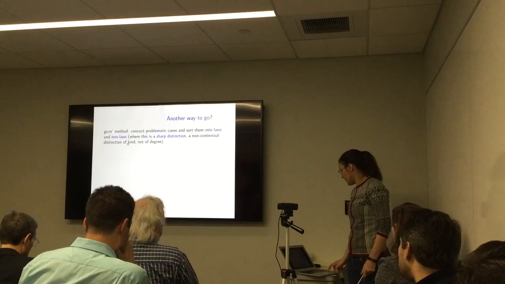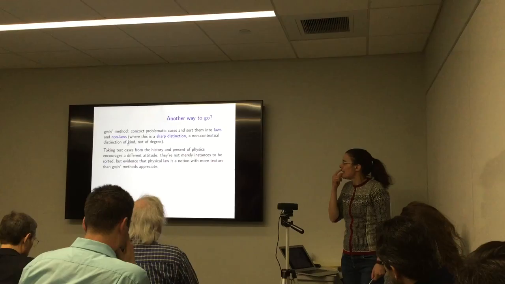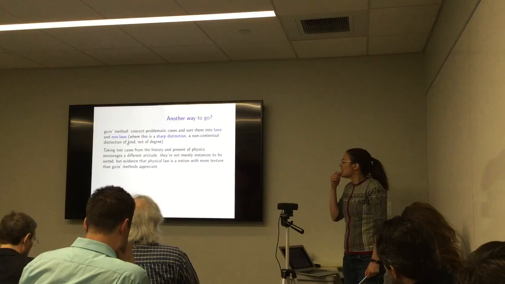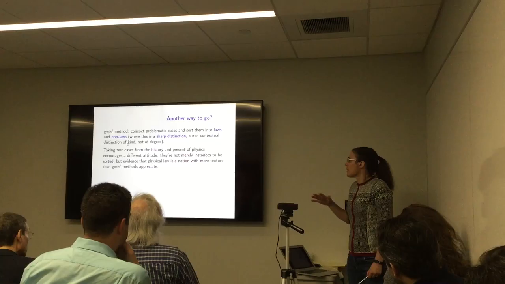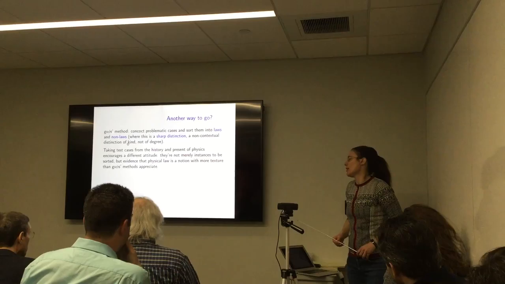But another way you can think of problematic cases, test cases, puzzling cases, is as signs that the presuppositions guiding your account of law as something sharply distinct from initial conditions might be going awry. That there might be more texture in physical laws than the presuppositions of philosophical accounts allow the expression of.